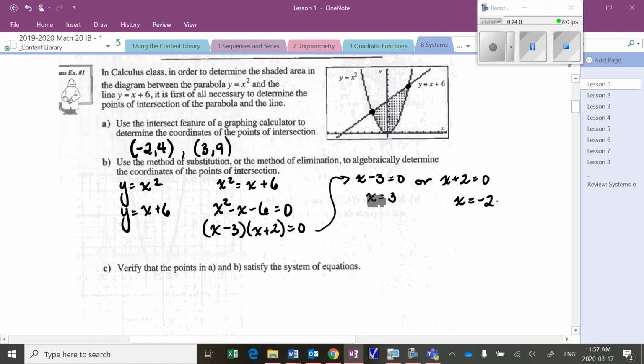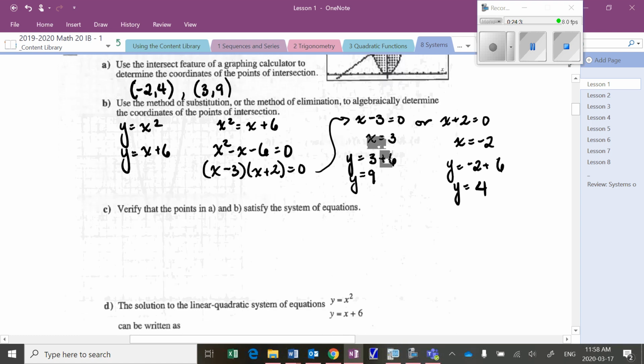So, of course, these are not the intersection points because those intersection points are ordered pairs. Therefore, there is also a y value. So we need to substitute that back in. And so either one works. We can say y is equal to x plus 6, so 3 plus 6, and therefore y equals 9. And in this case, y is equal to negative 2 plus 6, and y is equal to 4.